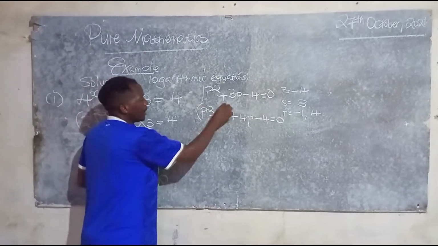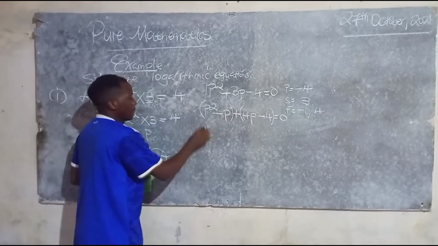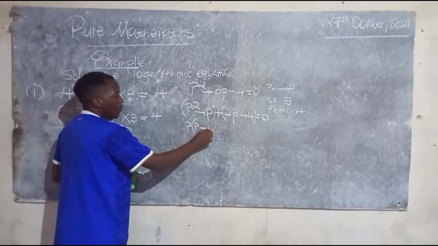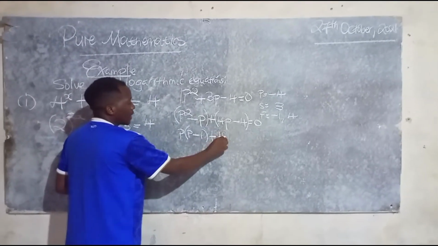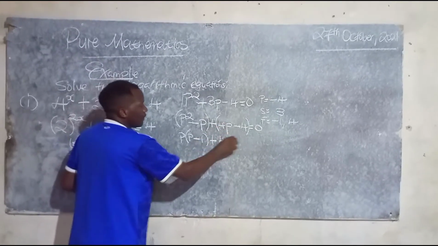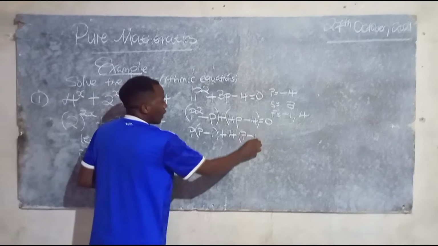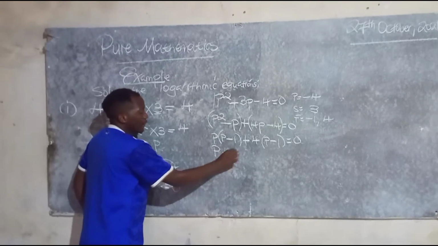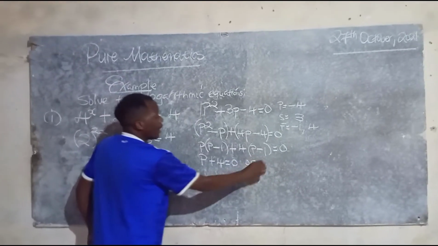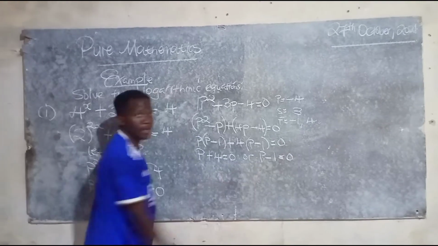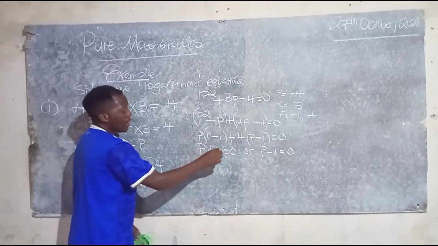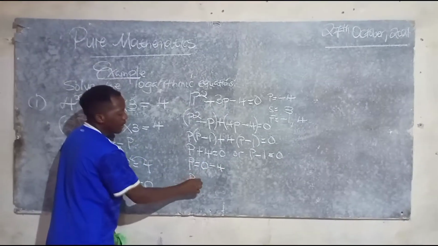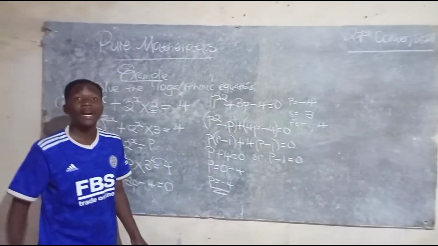Then we're going to group the terms like this. So we're going to say p, open brackets, p minus 1, then plus. Here we are going to factor out 4, then 4 into p minus 1, which equals 0. Then we're going to say p plus 4 equals 0, or p minus 1 equated to 0. Then for p plus 4, we're going to say p is equal to 0 minus 4, so p becomes negative 4. So this is our answer.